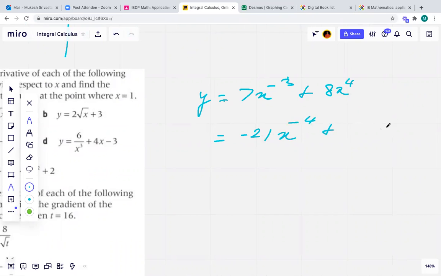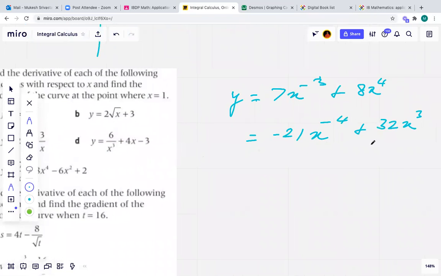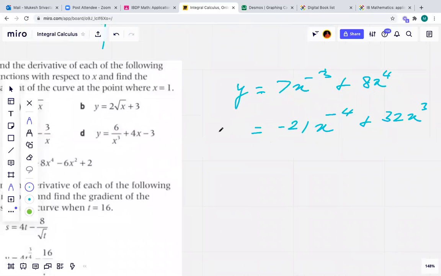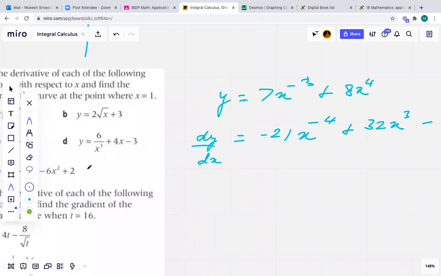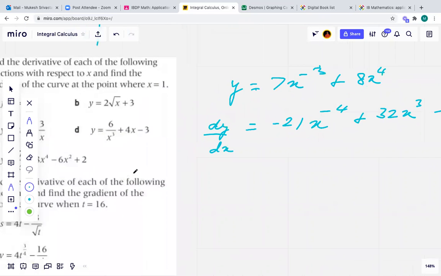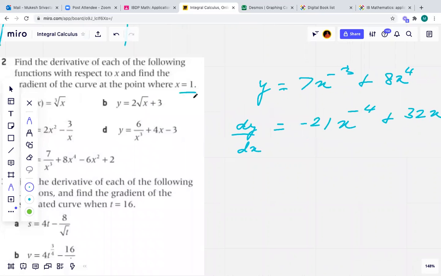Plus 3x squared, minus 12x cube, minus 12x, plus 0, the derivative of a constant. Correct. Now you want to find the derivative at x equal to 1.